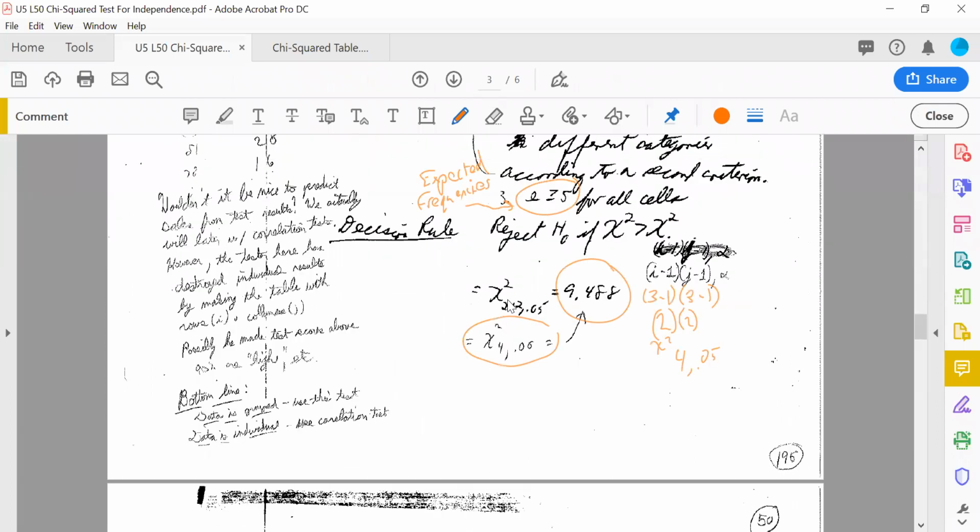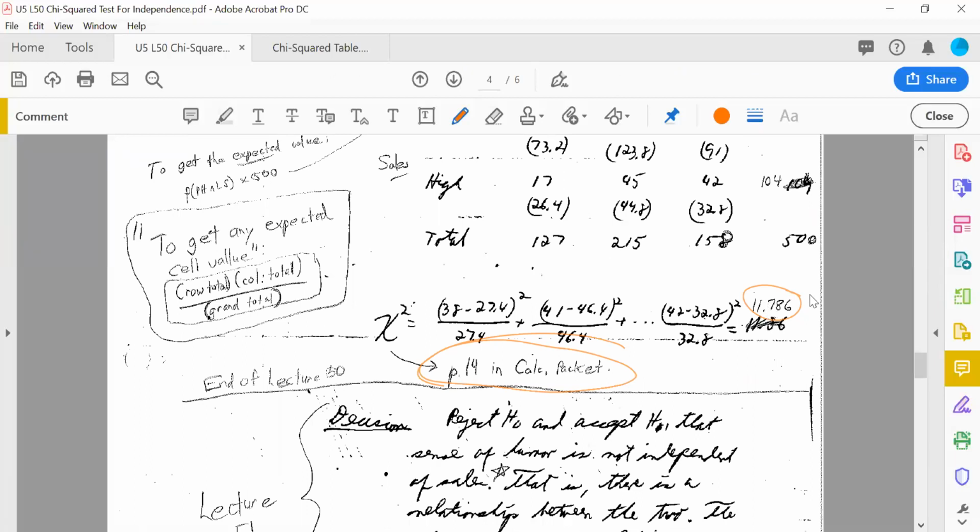We are going to reject if we get greater than 9.488. Did we get a number greater than 9.488? We certainly did. So we are going to reject H0.